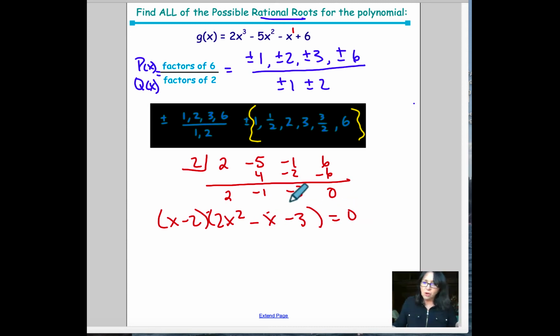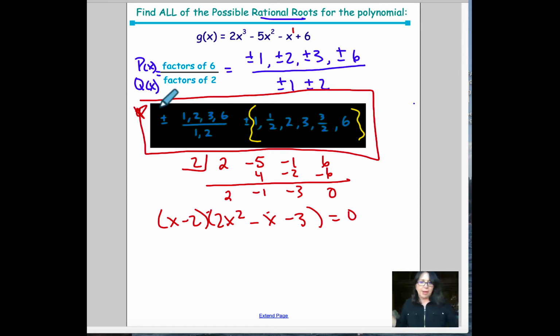Now, note to self, this is a factor. Yes, I found a factor. They didn't ask me that. They asked me to find all the rational roots. So right here, I'm actually done. That's my answer.